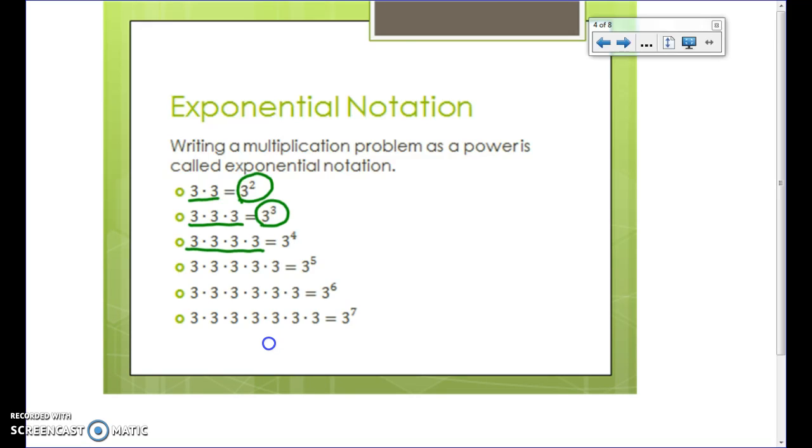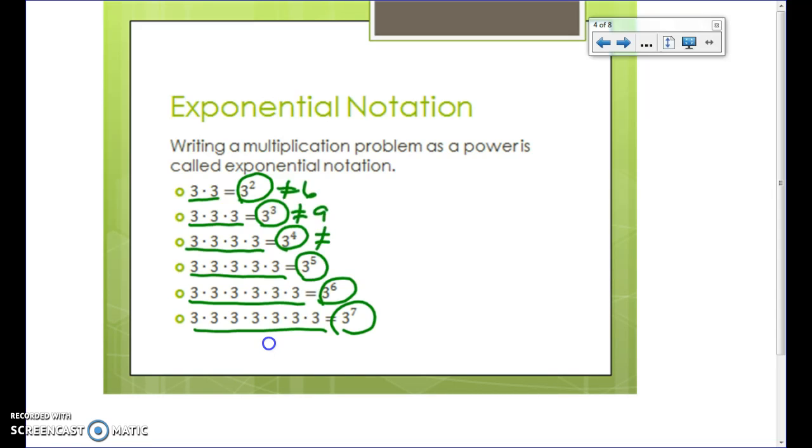If we had a multiplication problem with 4 3's being multiplied, it'd be 3 to the fourth. 3 to the fifth, obviously, 3 to the sixth. I think you see the pattern here, 3 to the seventh. Now, obviously, 3 times 3 is not the same as 6. It does not equal 9, or 12, or 15, or 18, or 21. You are not multiplying, so please do not multiply the exponent times the base.